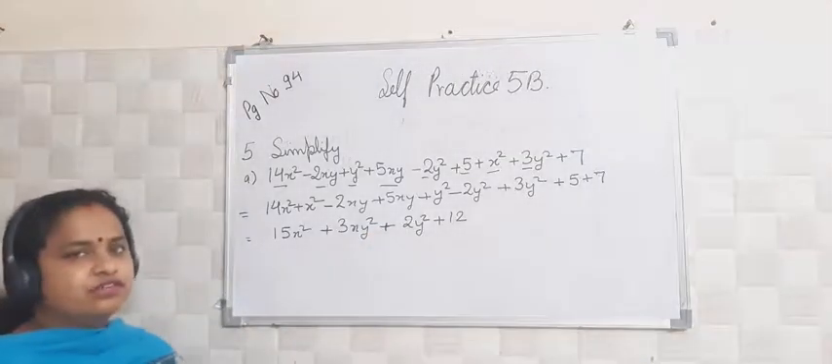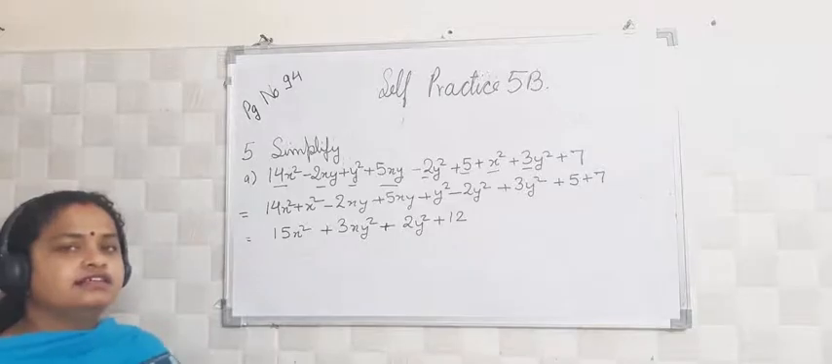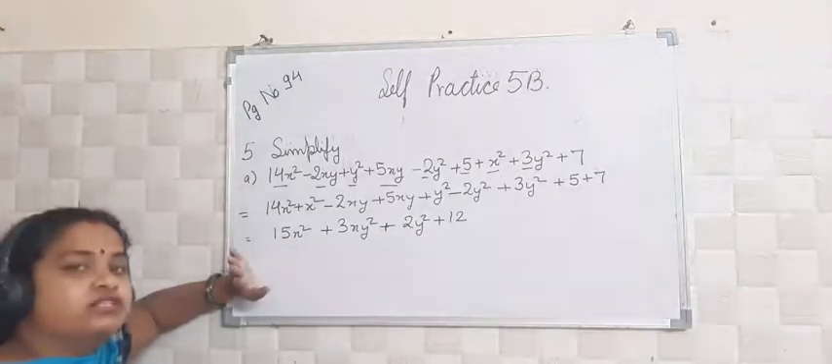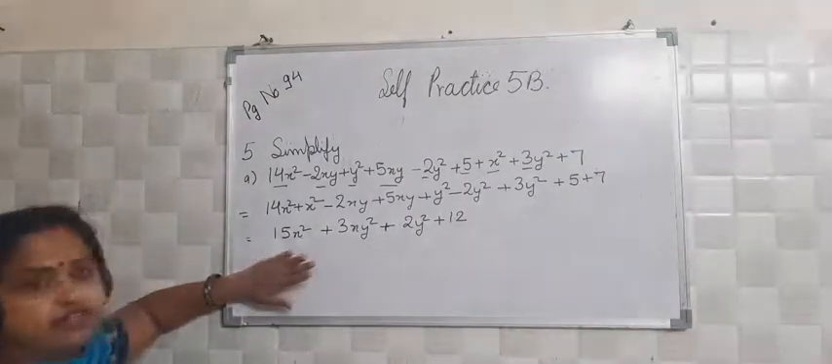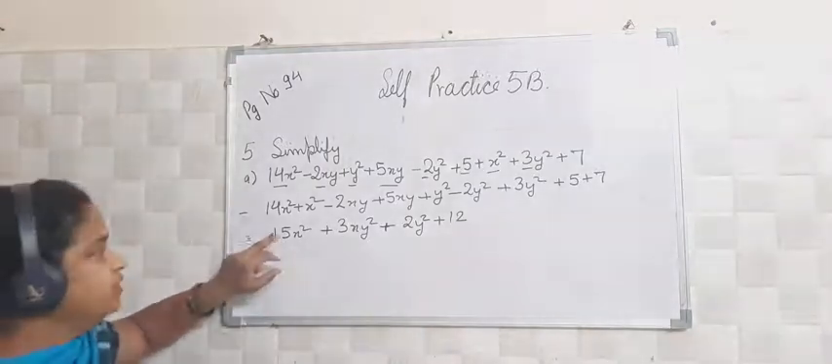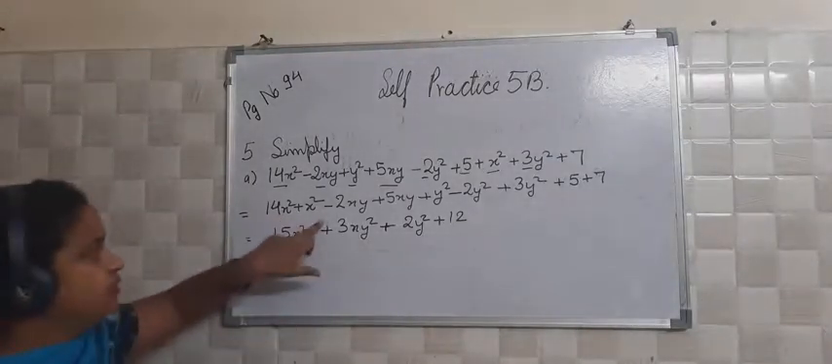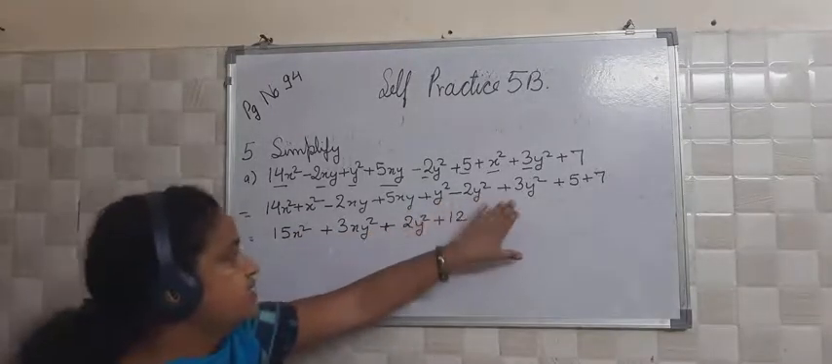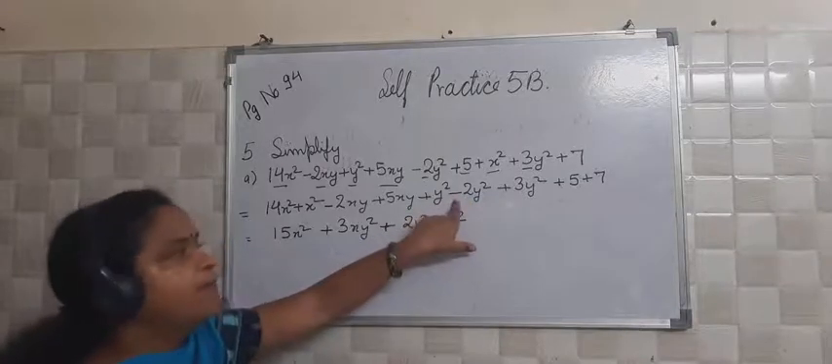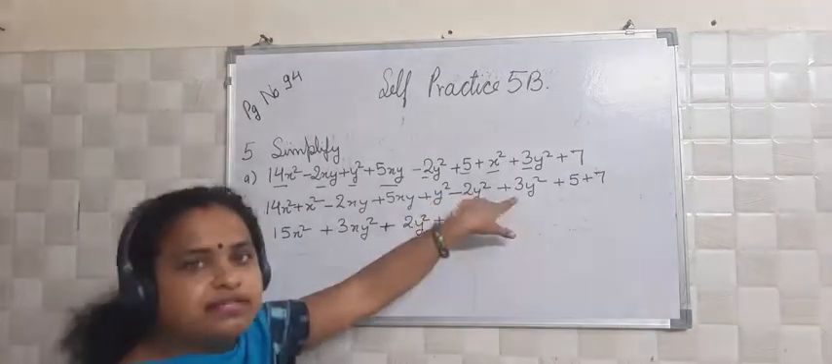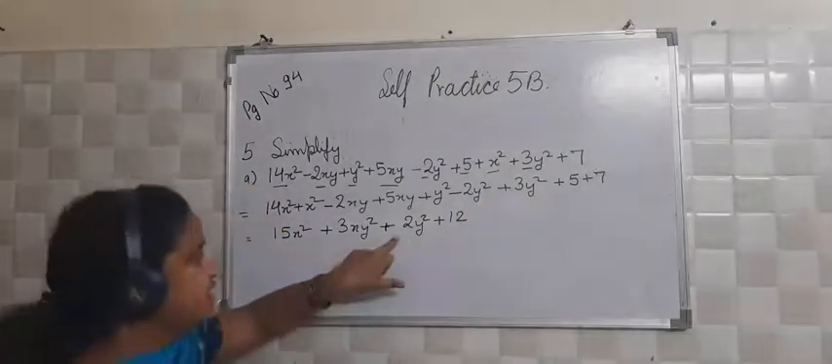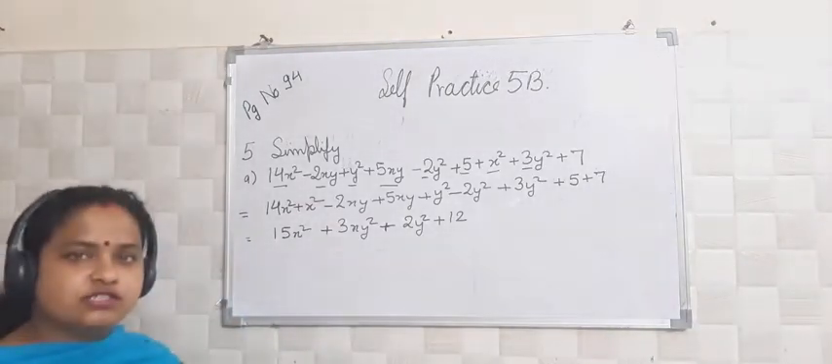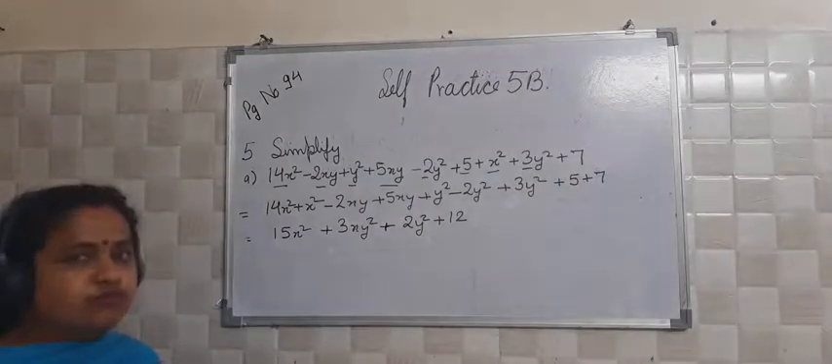So here in this part, what you will do? You will take all the x square together, then all the xy together, all the y square together, and at last you will take all the constant terms together. Then you will solve. 14 plus 1, 15x square, minus 2 plus 5, 3xy, y square minus 2y square plus 3y square, 2y square. Correct? And then 5 plus 7, 12. That's all for this question. Now let's move to D part of it.